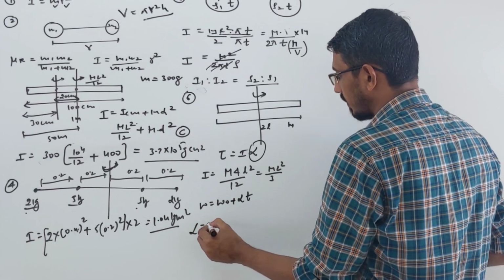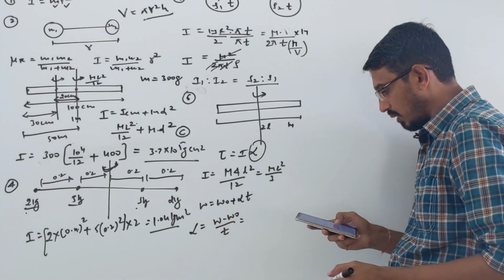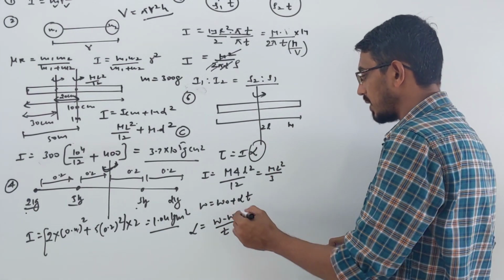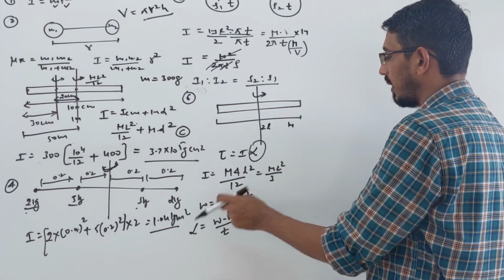So say alpha is what? Omega minus omega naught by t. Now look, something is given to you from 0 to omega. Initial is given 0, so this becomes omega by t only, right? Initial velocity is given 0, final is given omega.